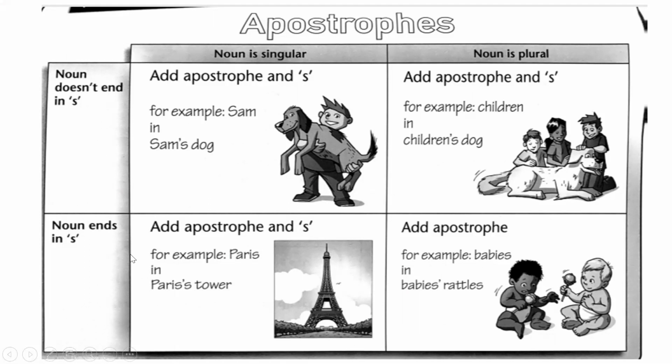If we now look at a singular noun again, I'm going to give you the example Paris. This noun does end in S, but we are still going to use the same rule. So we are still going to use an apostrophe S at the end of the noun to describe the tower. So we would say Paris's tower.